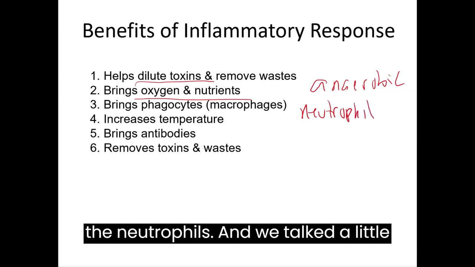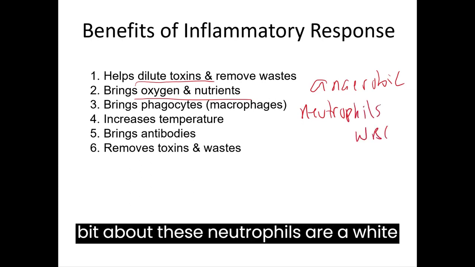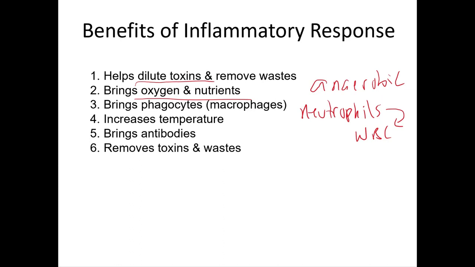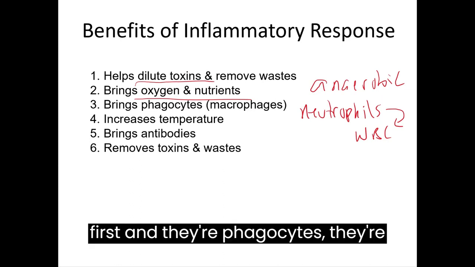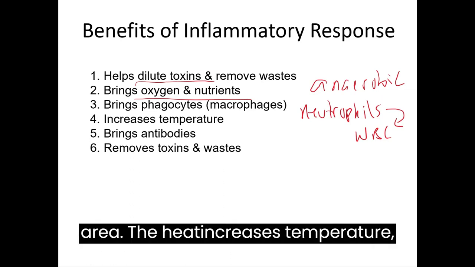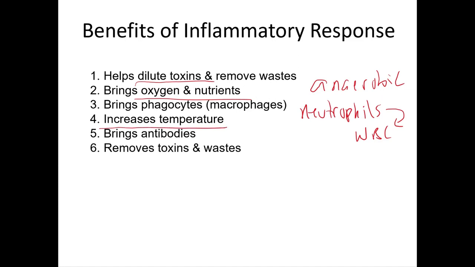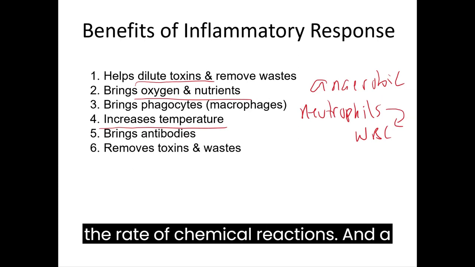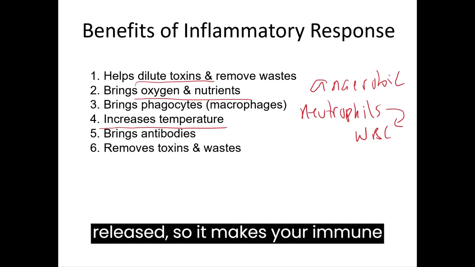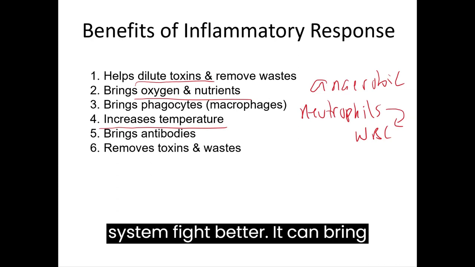And we talked a little bit about these. Neutrophils are a white blood cell, and they're going to show up first in their phagocytes. They're going to eat up debris and clean the area. The heat increases temperature, which is important because we know that if you increase temperature, you increase the rate of chemical reactions. And a lot of these are chemicals being released, so it makes your immune system fight better.